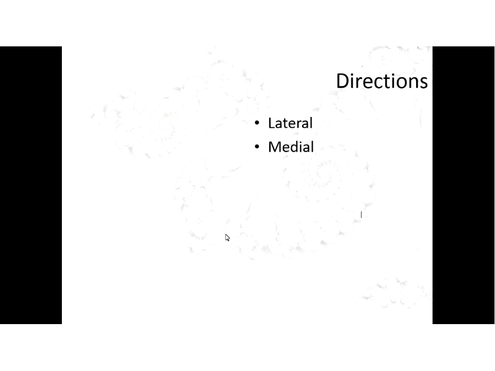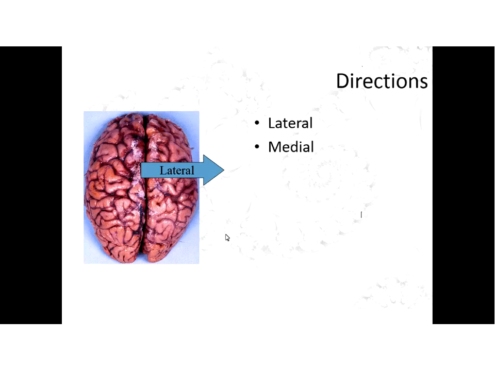Now, beyond this, we can talk about whether structures are closer to the midline or farther away from the midline using the terms lateral and medial. Structures that are farther away from the midline are referred to as lateral structures. We'll hear about the lateral geniculate nucleus later in the semester. That's farther away from the midline. Structures that are closer to the midline are referred to as medial. We'll hear about the medial septum that falls right on the midline. So we'll use those terms to refer to those two directions.